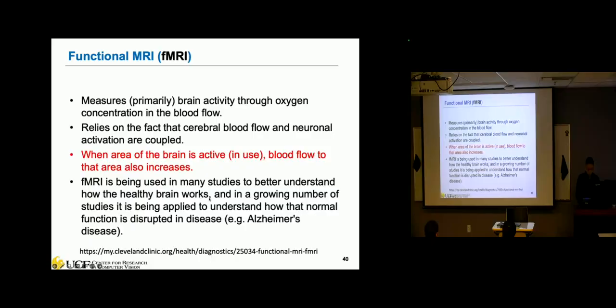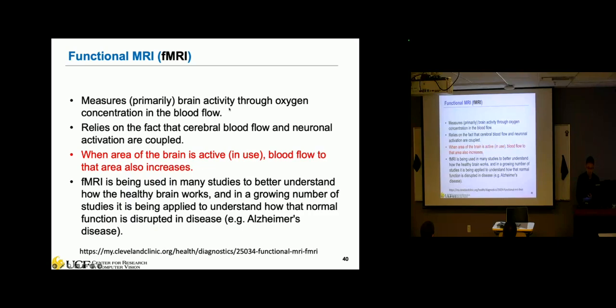So the basic principle is we want to measure the brain activity through oxygen concentration in the blood flow. Basically, if your brain is active, some of the regions may be in use, like when you are reading or listening to some music, you have more blood flow to those areas, and they will carry more oxygen. So this can be detected by a functional MRI scan.